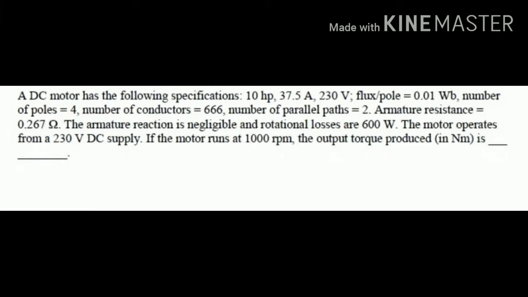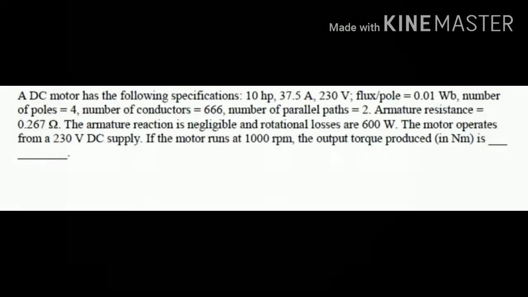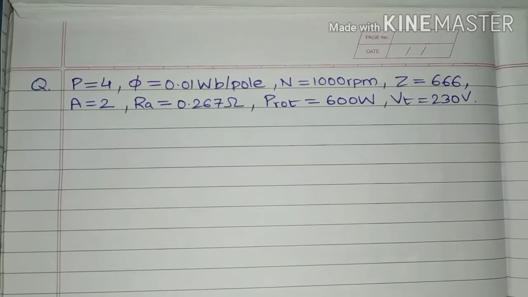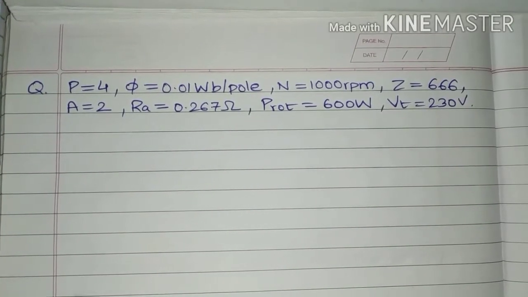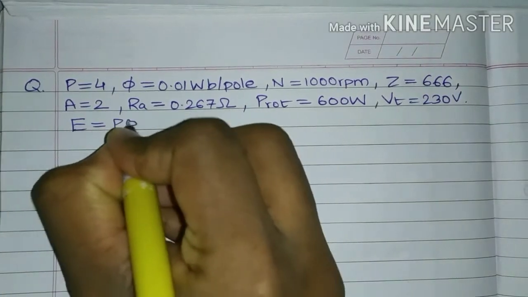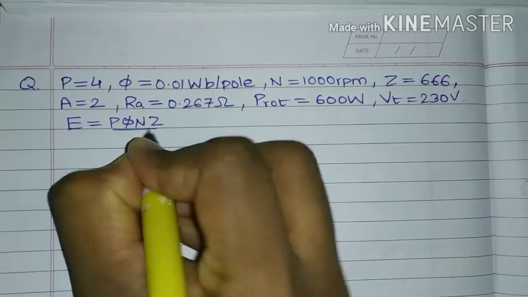So here is the first question, and in this question you have to find out the output torque produced. First of all, I have extracted all the data given in the question. And now I will find out the back EMF produced. So we know the formula of back EMF is E is equal to P phi NZ upon 60A.